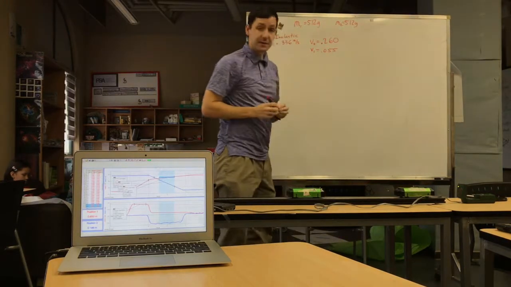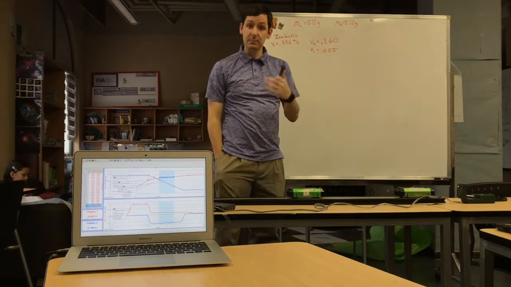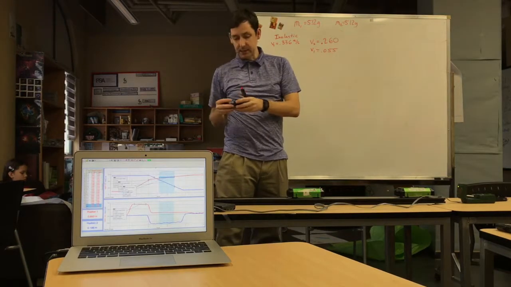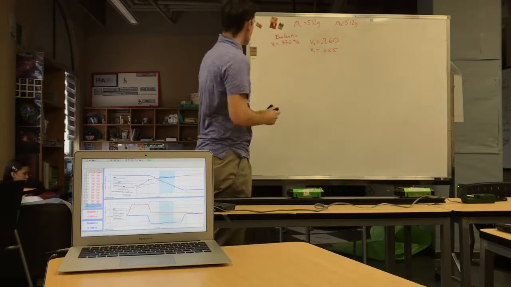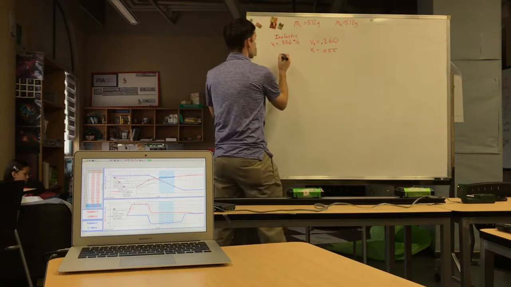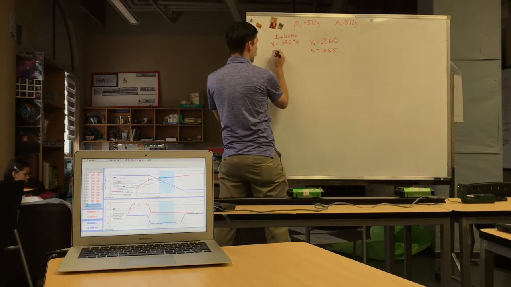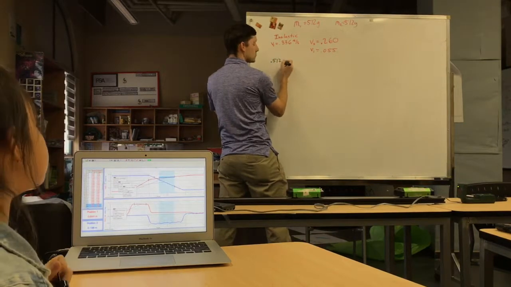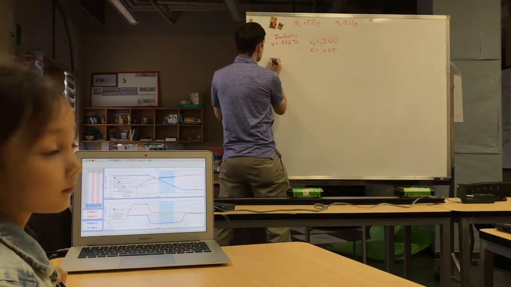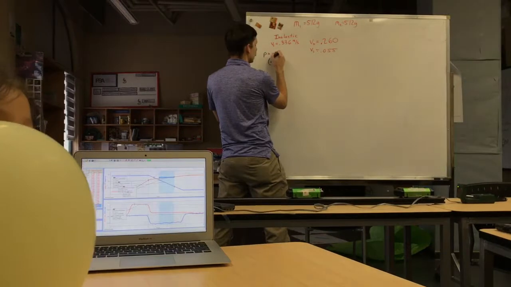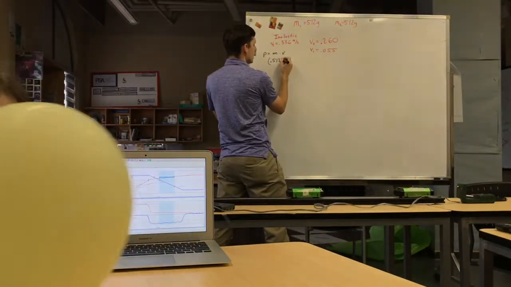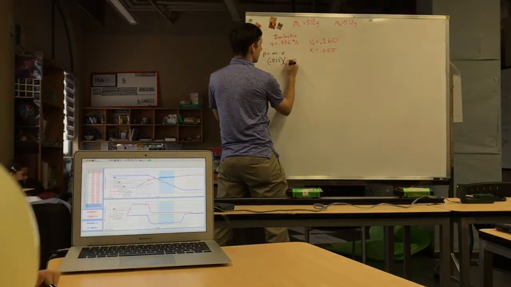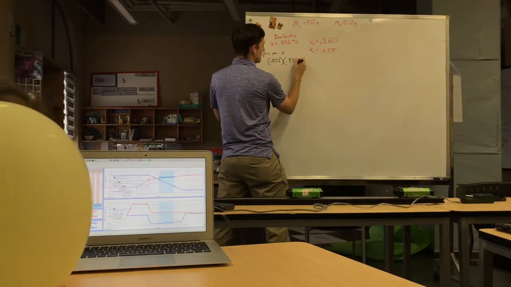Now at this point we can find the momentum beforehand and we can find the momentum afterwards. So we're going to go ahead and do that. We've got the momentum beforehand, which was all in cart 1. So 0.512, because we want it in kilograms. Momentum equals the mass times the velocity, so 0.512 times its velocity, which was 0.336.